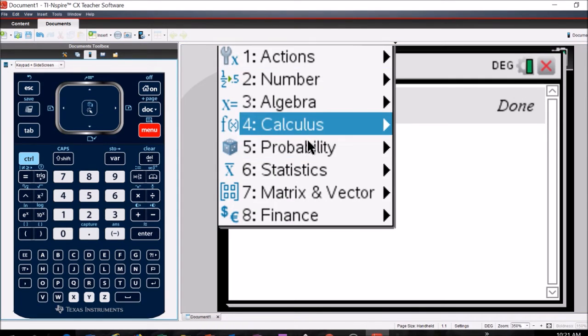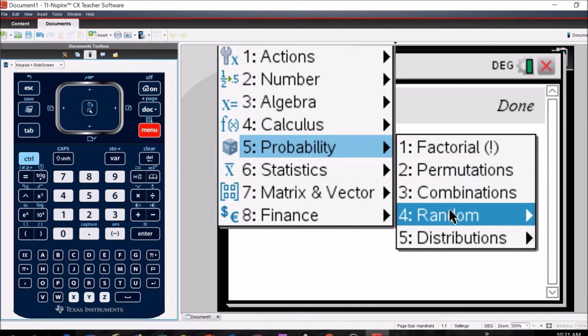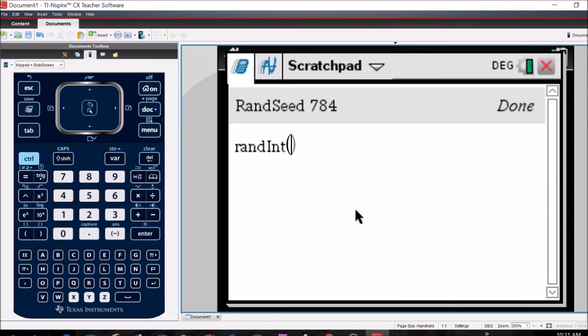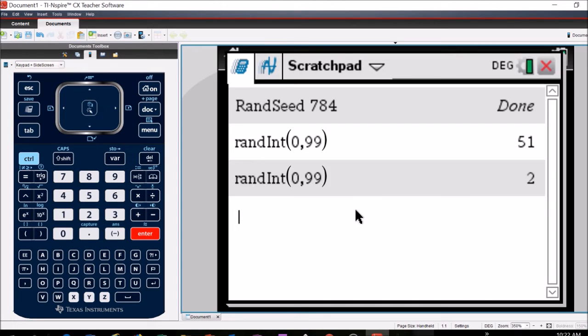And then we'll go back into the same menu, probability, random, integer. And so I'm going to do this the same way we did before. We're going to ask that it gives us numbers from 0 to 99. And so I'm just going to demonstrate this one first. This is going to pop out a random number from 0 to 99. And there you can see that number is 51. And that's perfectly fine if I only need one number, or if I'm happy just hitting enter a bunch of times and getting new random numbers and it's happy to spit them out.